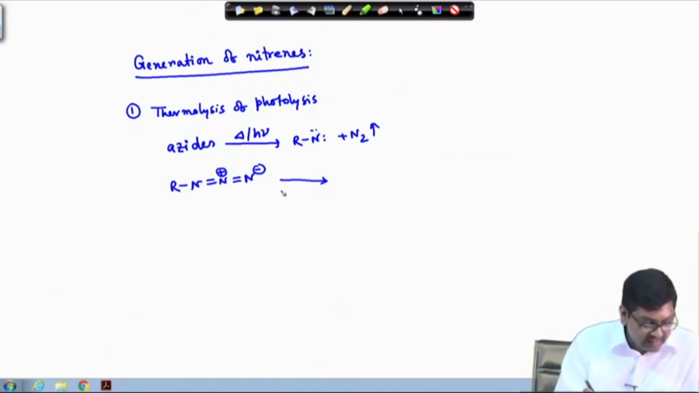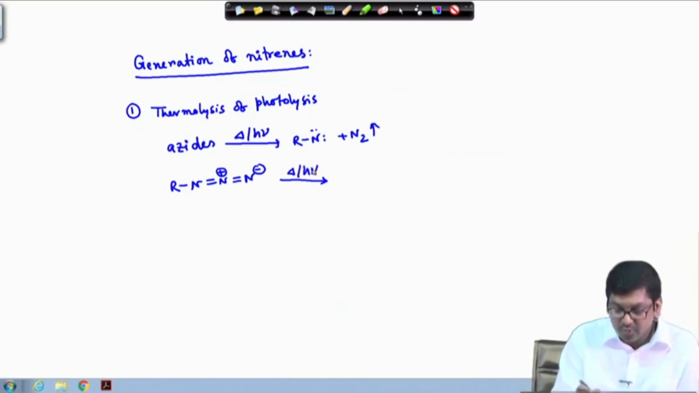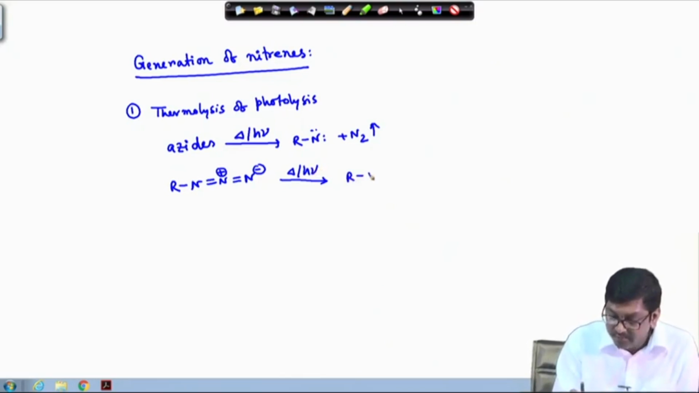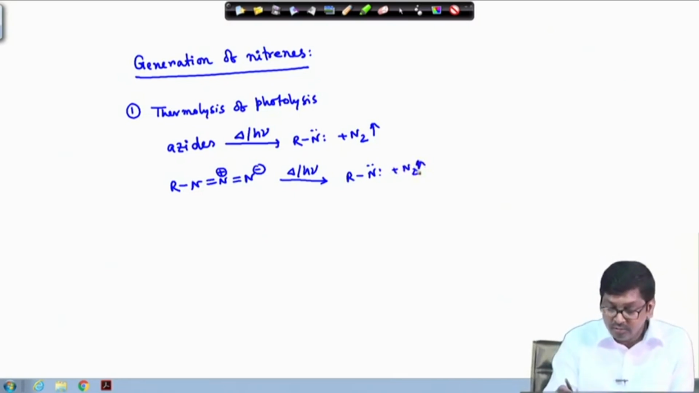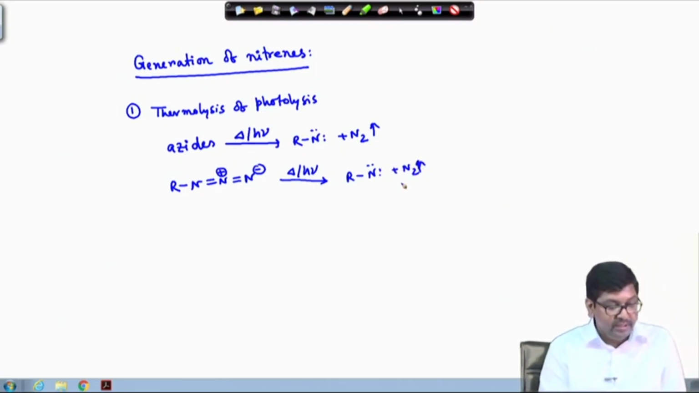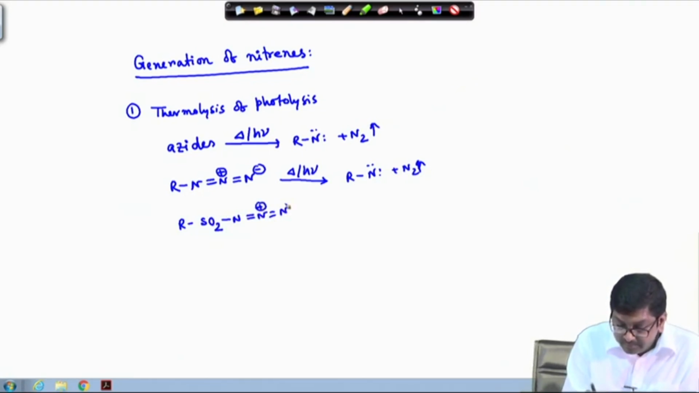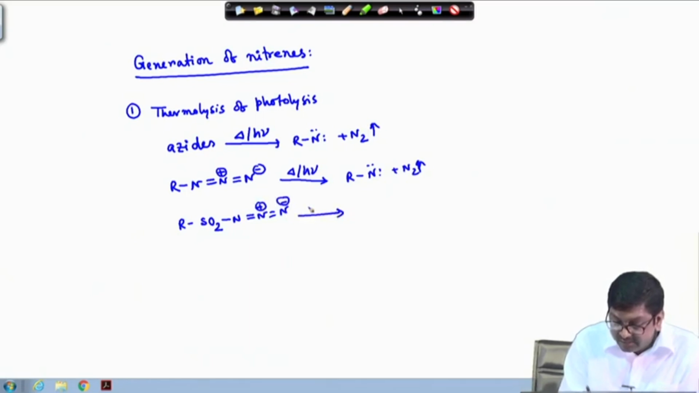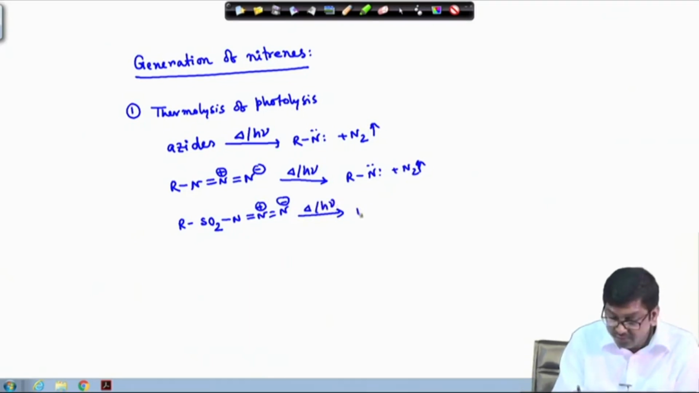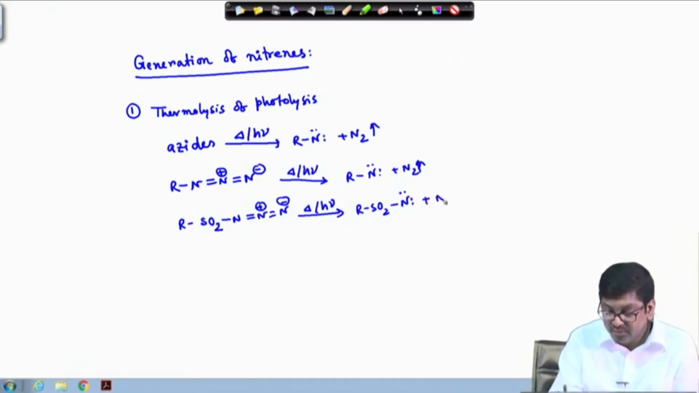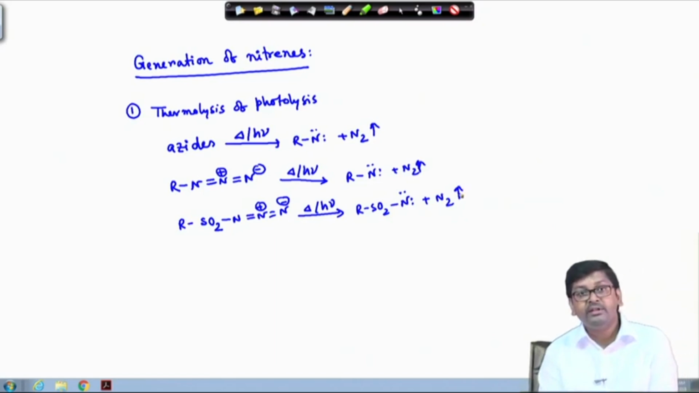So, in this case if we use thermal or photochemical irradiation, then what will it form? This will form the nitrene, where this R could be alkyl or aryl. You can take sulfonyl azide, and under similar conditions this will also give the corresponding nitrene with nitrogen elimination.